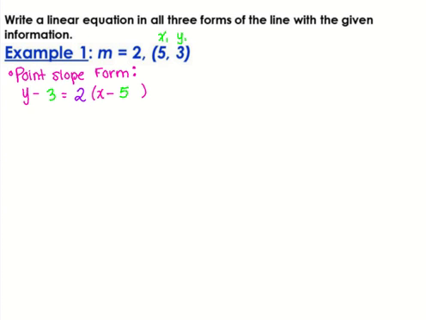Normally what we would do after this step is clean it up. There's no way to clean up y minus 3. Y minus 3 is just y minus 3. 2 is just 2. And x minus 5 is just x minus 5. So that was your equation. You were finished writing it in point slope form.